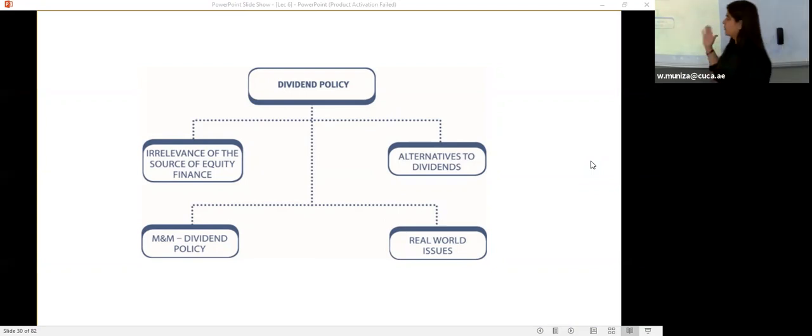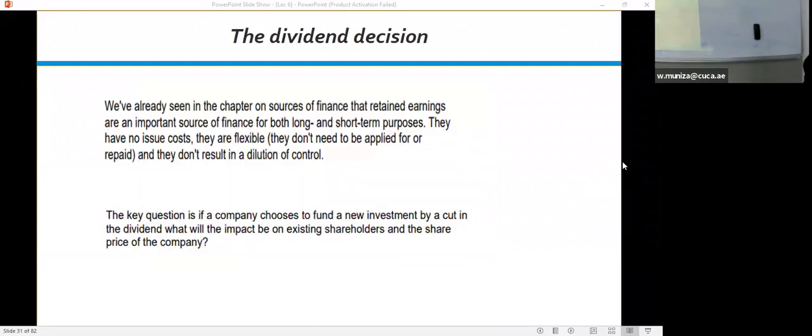So in this chapter, we are going to discuss the irrelevance of the source of equity finance. We are going to discuss the MM, Modigliani and Miller, dividend policy, and real world issues. We are going to discuss the alternatives to dividends. So all these are theoretical parts.